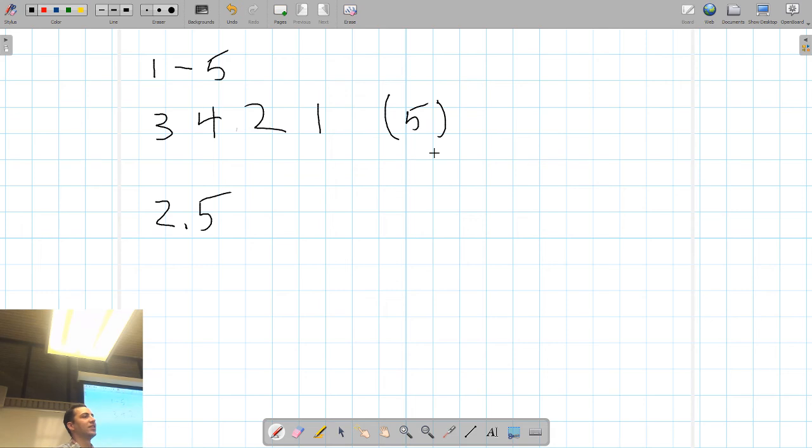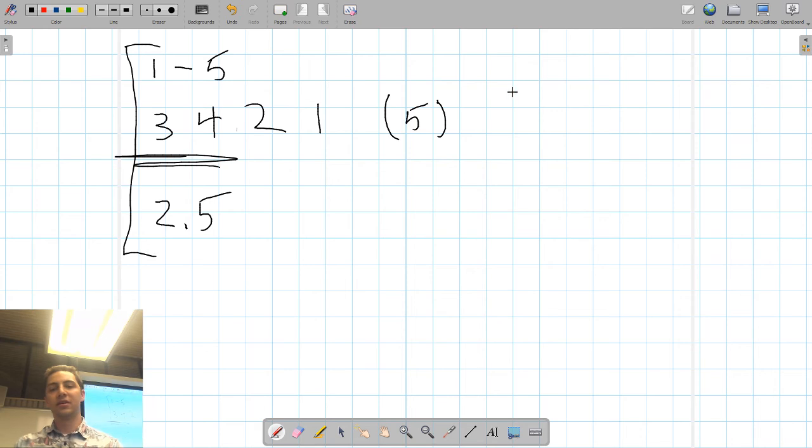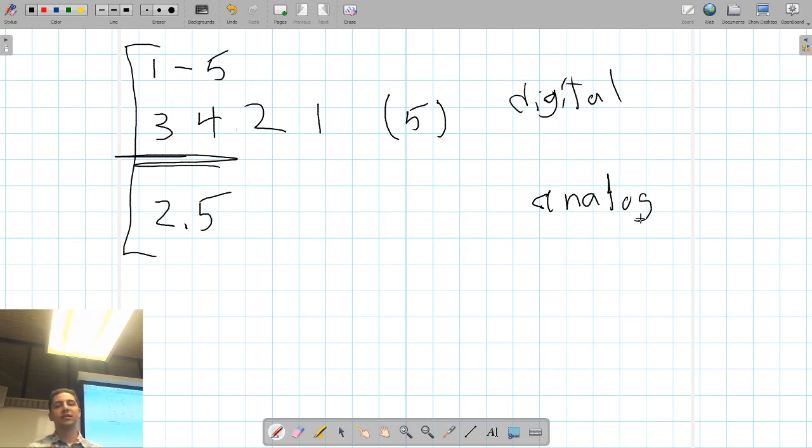2.5 is not an integer, right? Okay. And this is the start of the difference between digital systems and analog systems. Digital versus analog. Digital takes on discrete values. There's only so many values between one point and another, whereas analog has infinite numbers between one point and another.